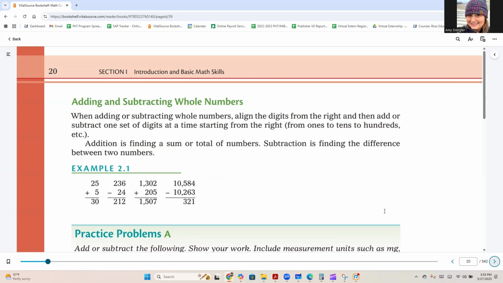So example 2.1, we're not going to do any workouts because there are four different addition and subtraction problems here. They're already lined up if you wanted to do them by hand. But all you have to do is simply get out your calculator and add and subtract those to get the answer. So hopefully all of you know how to do that. However, if you don't, please reach out to me as soon as possible so we can find a solution on getting you caught up with basic math.